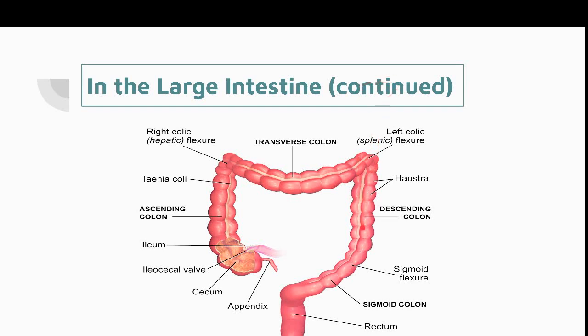This is the descending colon, the sigmoid colon. The sigmoid flexure is the place where the descending colon and the sigmoid colon meet. The rectum and the anus are right below them.